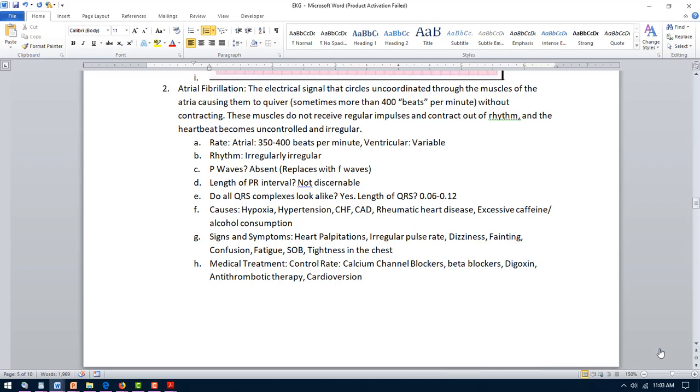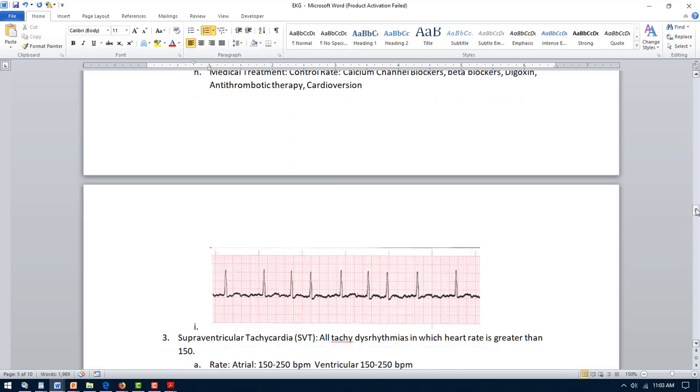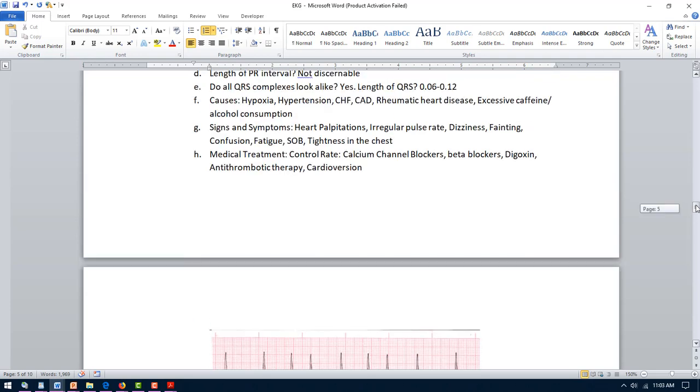Alright, atrial fibrillation. This is kind of like atrial flutter, but the electrical signal is uncoordinated. So the atria are actually just quivering. They're fibrillating. They're not actually contracting, so they're jiggling like jello. The ventricles, however, are still beating at their own rhythm because that AV node tells them to contract, but the atria are just sitting there jiggling around.